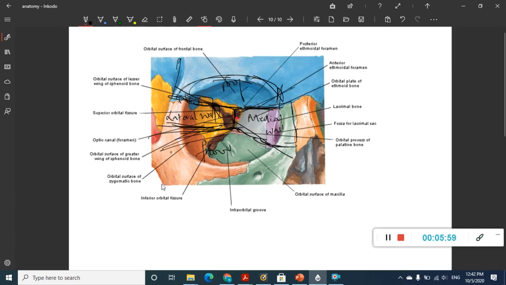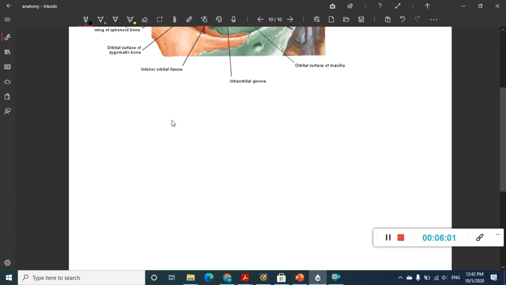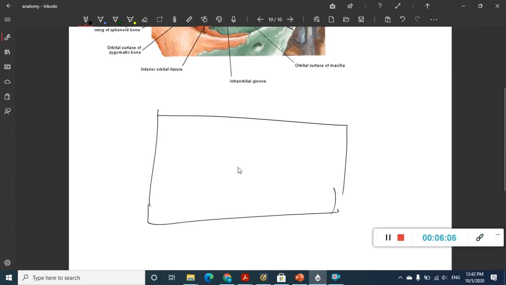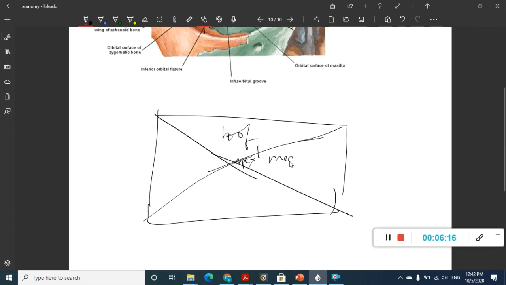Taking apex as center, see, it's something like this. If I have to draw it here, I'll draw it like this. This is the apex. Okay, taking apex as a center, it's easier if you draw two lines like this. So this becomes the roof, this becomes the medial wall. Okay, this becomes the lateral wall, this becomes the floor of the orbit.